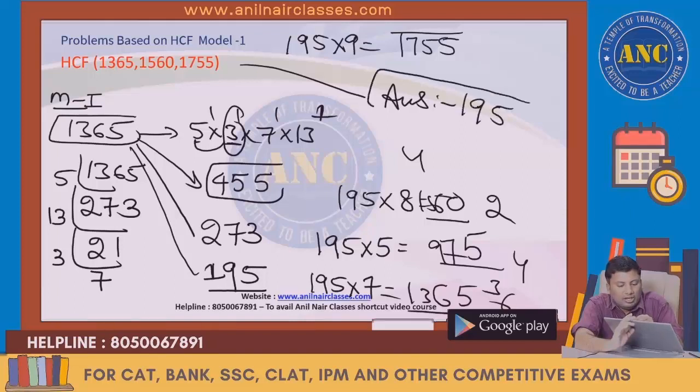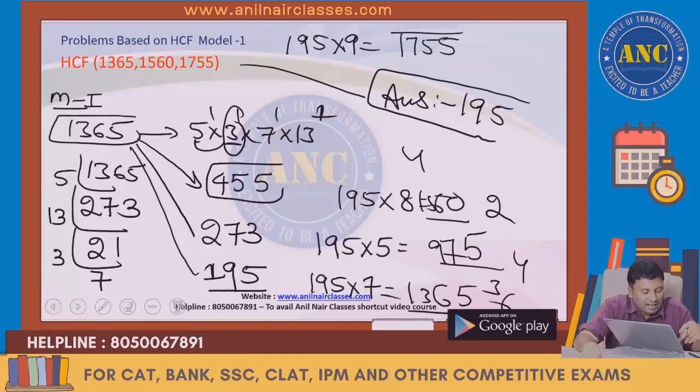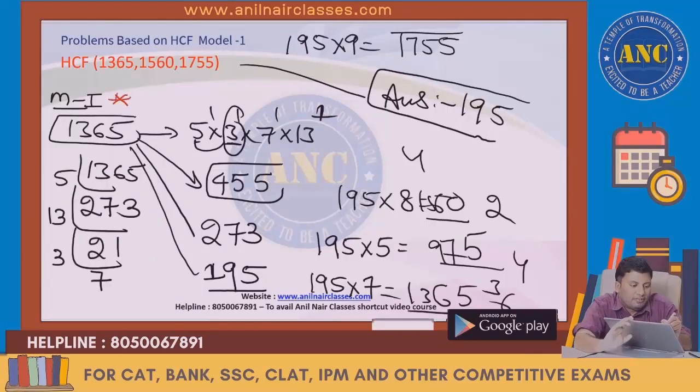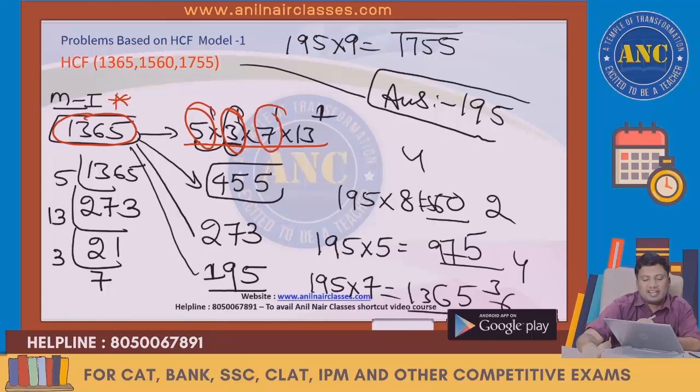The idea is to tell you that by using factorization you can move from highest to lowest. Please make a note of it, sir. 1365 factors are 5 into 3 into 7 into 13. If you want the next number, take the number and divide by the smallest. For the next number, divide by the next smallest. I hope the idea is clear. So answer is 195.